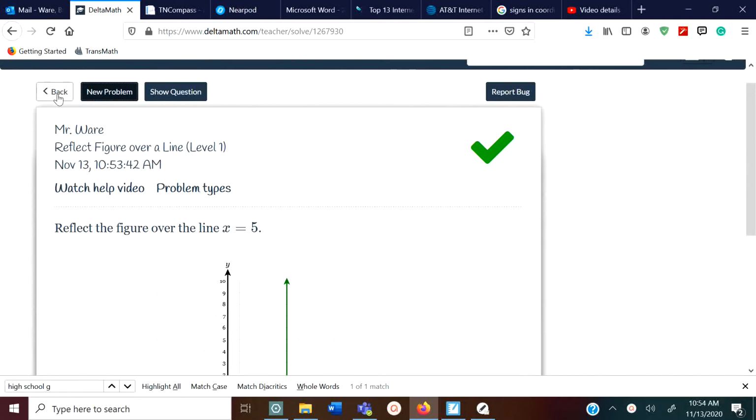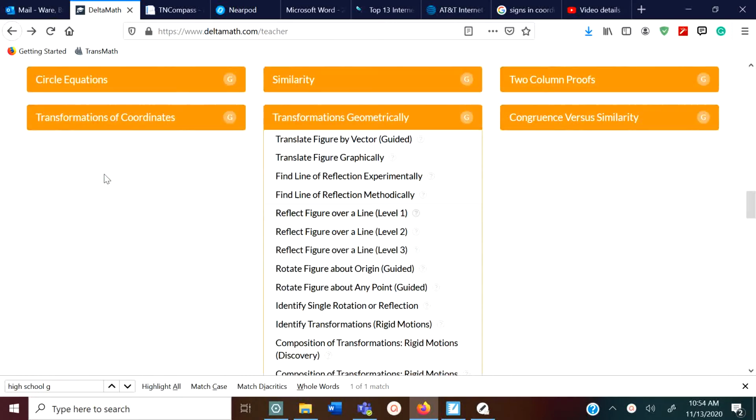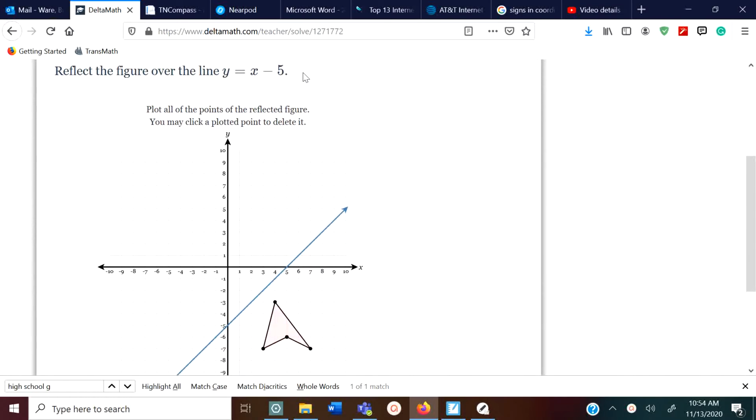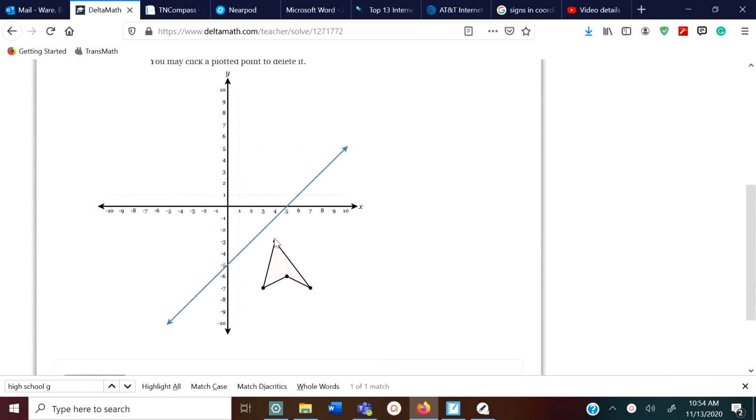Let's take a look at another reflect figure here. This one here, level 2. Alright, so here we have some diagonal lines, but everything is really still the same. It's a little bit difficult to count because you're going diagonal, but you still count that same distance. So here I got 1 block this way, so I go 1 block this way. Boom.